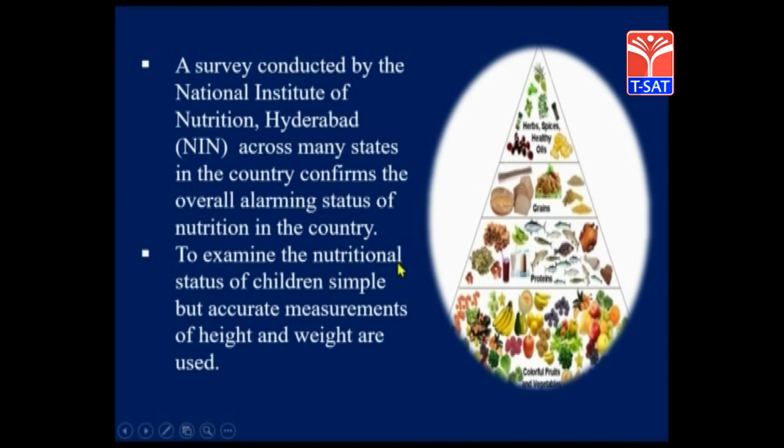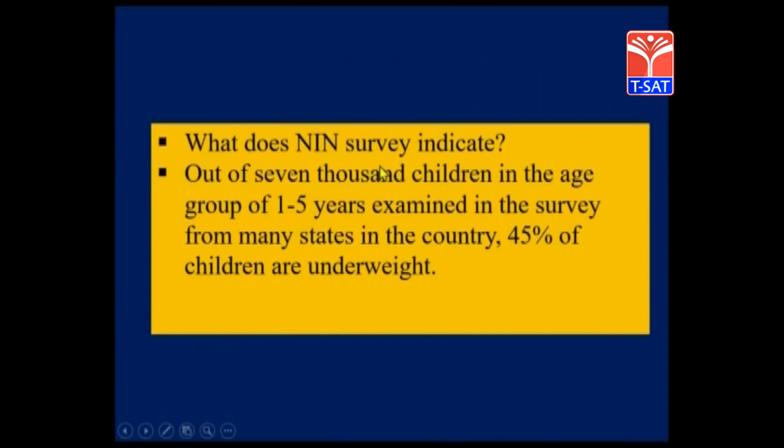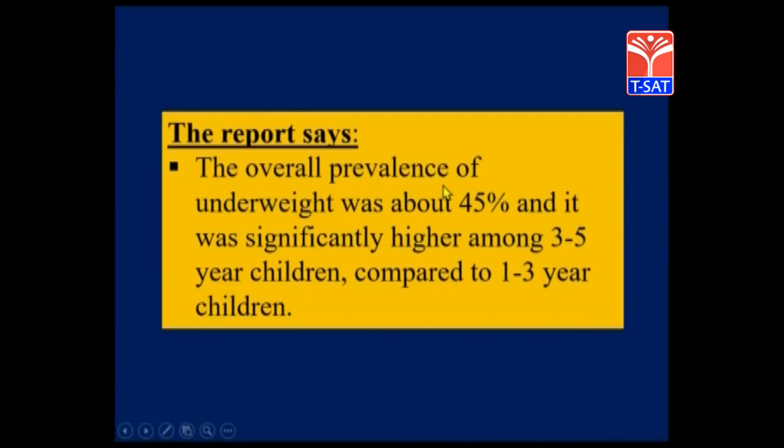So, to examine the nutritional status of children, simple measurements are taken, that is height and weight. So, what does the NIN survey indicate? Out of 7,000 children in the age group of 1 to 5 years examined in the survey from many states in the country, 45% of the children are underweight. So, what does the report say about this? The overall prevalence of underweight was about 45%.